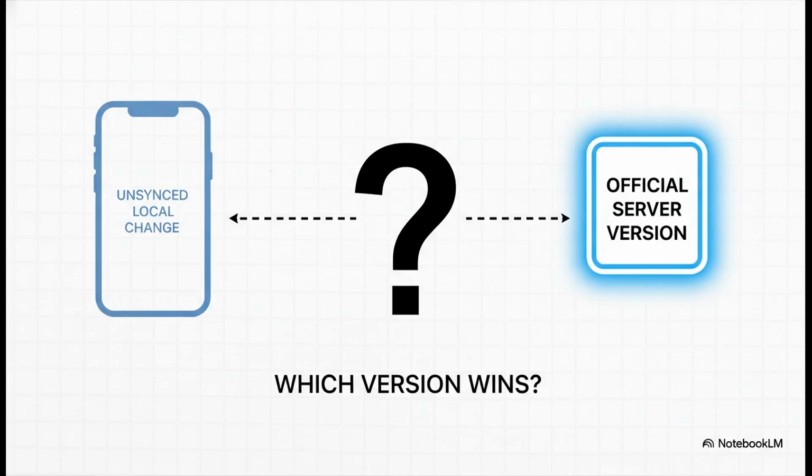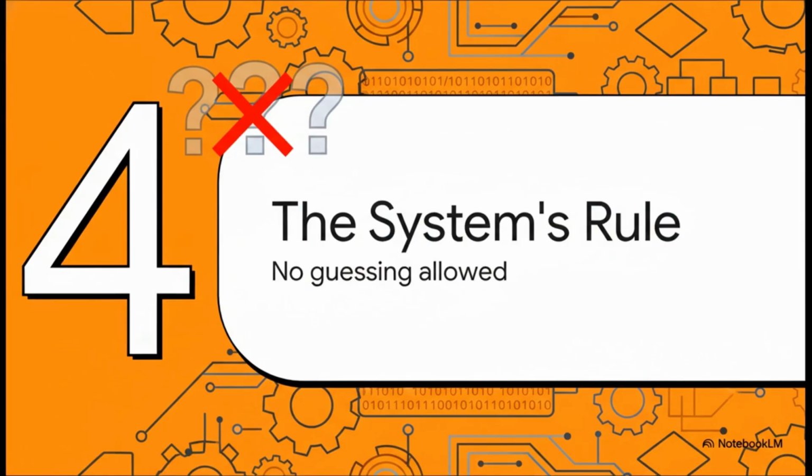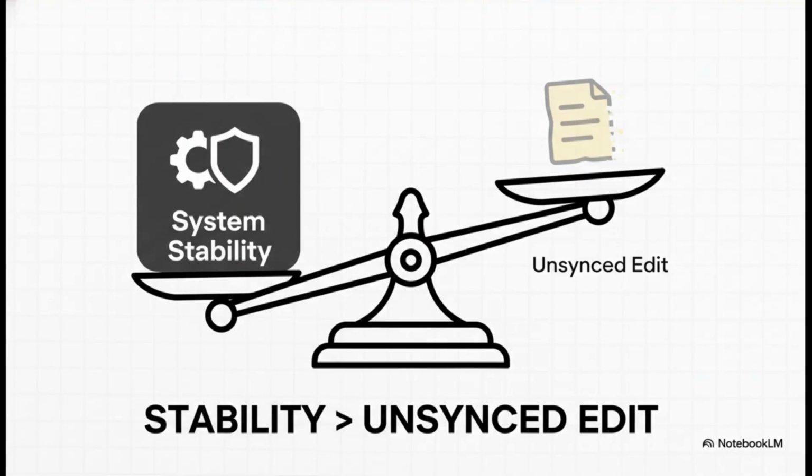So when you open the app again later, now with an internet connection, this system has a problem. It sees the official permanent version on the server, and it knows there's this leftover unsynced change from a previous session on your device. So which one is right? The app doesn't try to read your mind or guess what you want it to do. It just falls back to a very simple, very strict rule that it's been programmed to follow. And this rule is all about keeping the system stable and preventing errors. It prioritizes that over trying to save one little piece of data from an interrupted session.